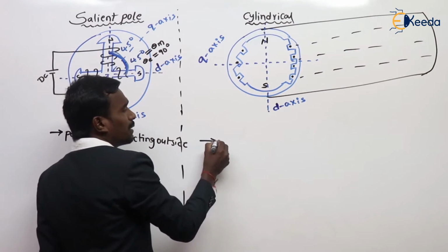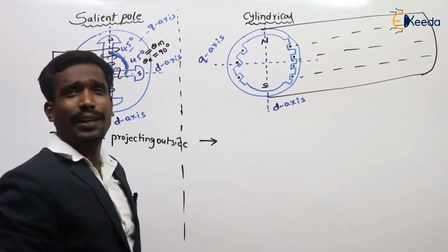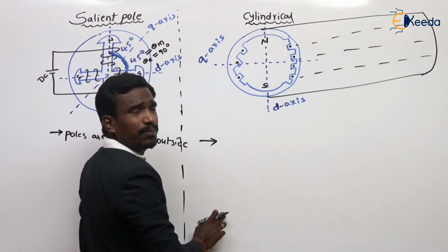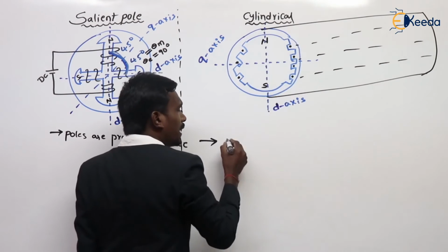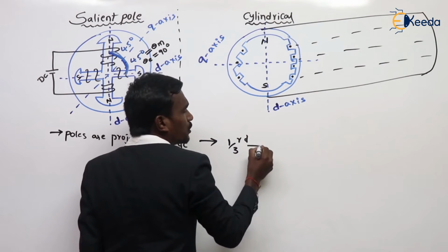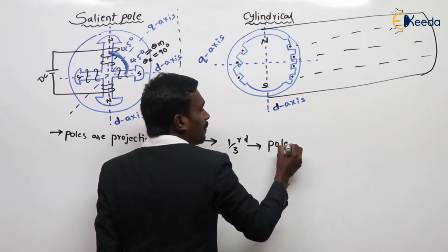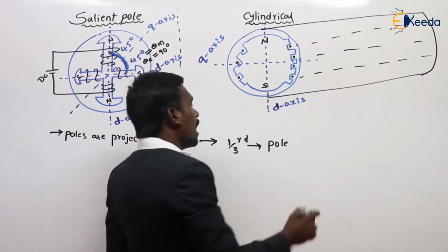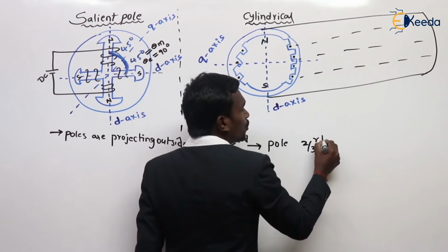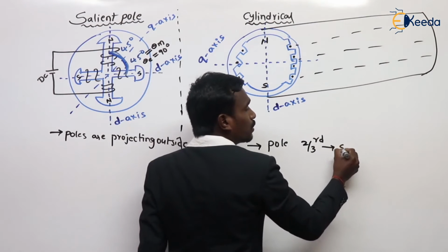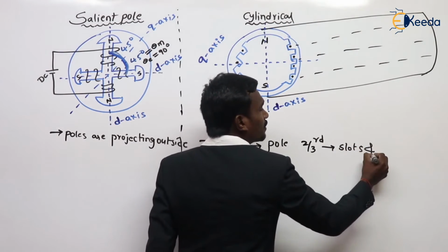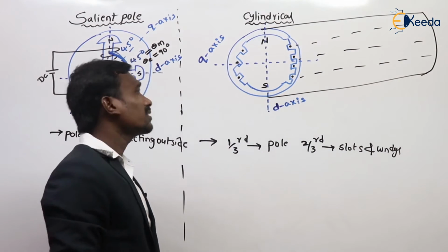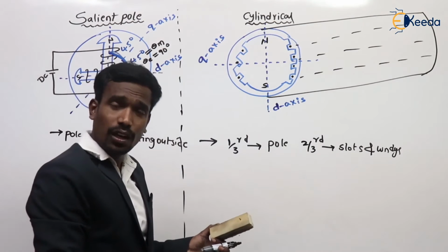But here the thing is very different. Here, out of the total rotor periphery, 1/3 portion is used for pole formation, and the remaining 2/3 is used for slots and windings. This is the cylindrical type of rotor.